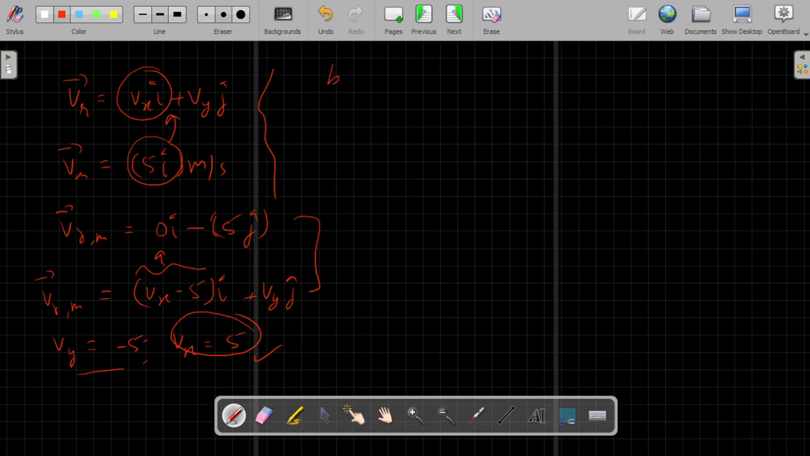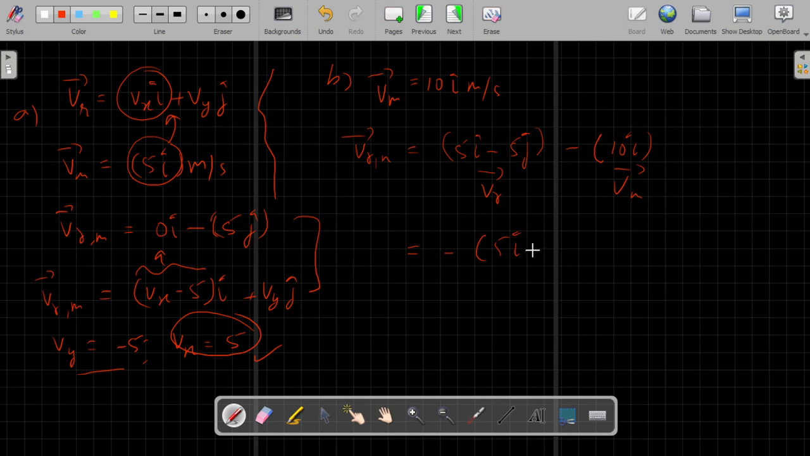And finally, in B part of the question, it is asked what if the man's velocity becomes 10 i cap? It increases to 10 i cap meters per second. Then what would happen? Now the velocity of rain with respect to man can be calculated using 5 i cap minus 5 j cap, that is the velocity of rain vector minus the velocity of man vector, which is 10 i cap meters per second. So this would come out to be minus 5i plus 5j meters per second.